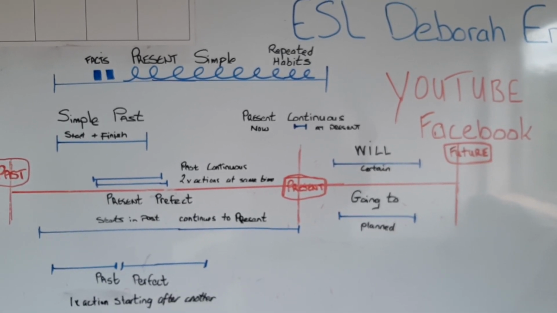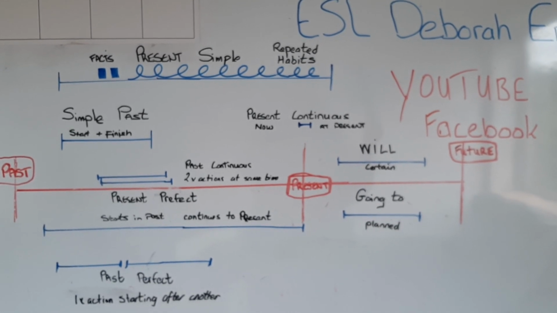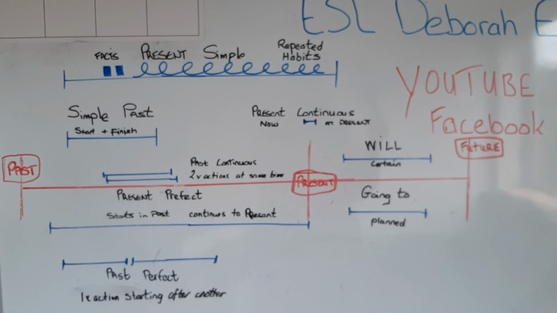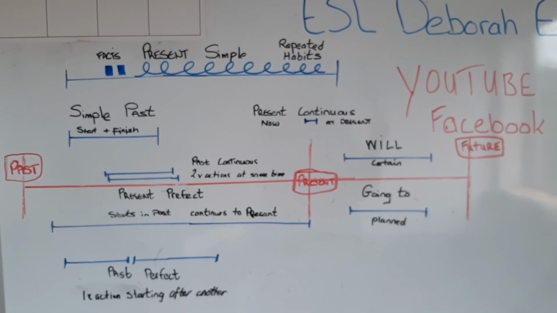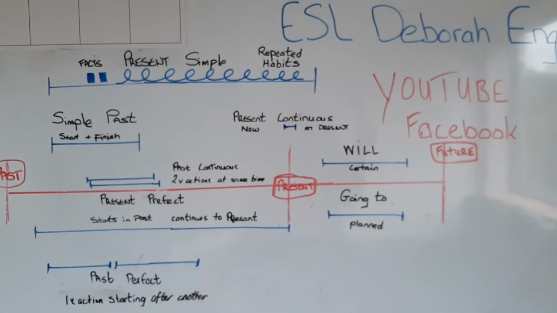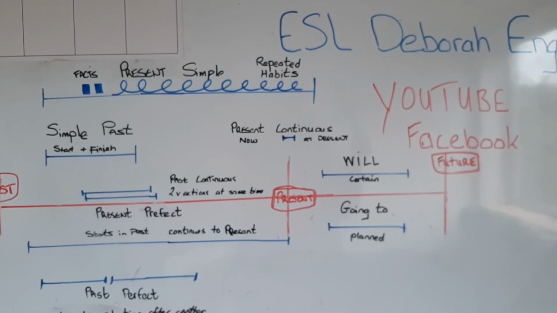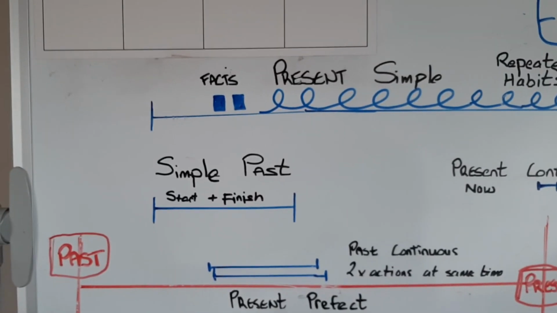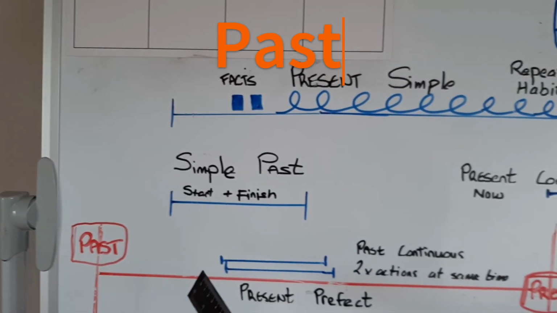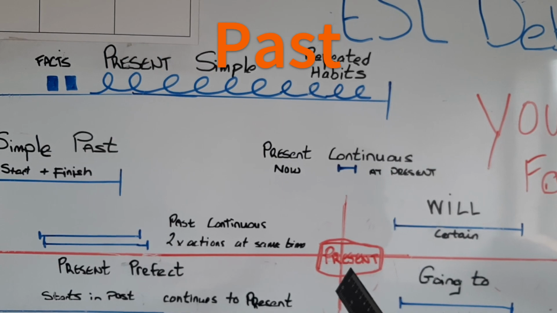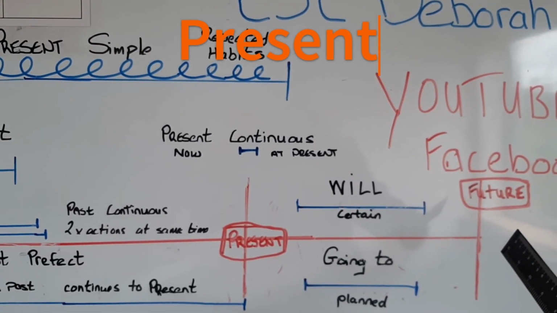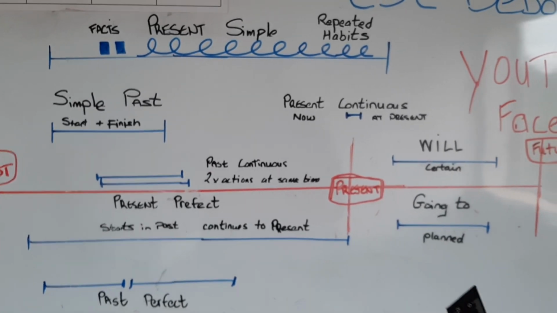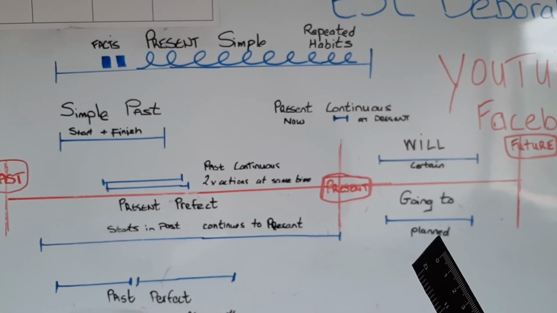So we're going to cover present simple, present continuous, simple past, past continuous, present perfect, past perfect, and the two futures, will and going to. So let's start off with the main part of the timeline. Here we've got the past, this is the present, and it goes to the future. So when do specific verb tenses appear on this timeline?